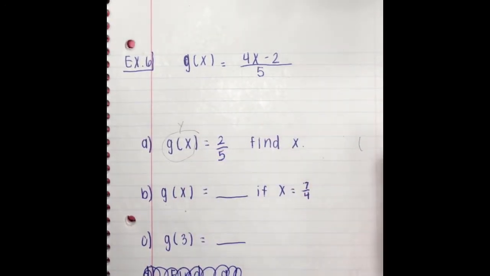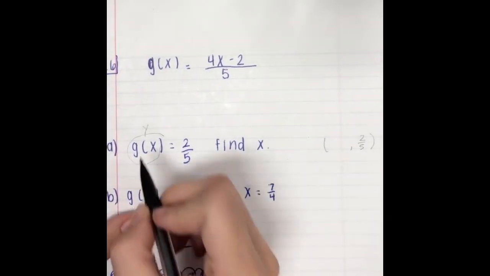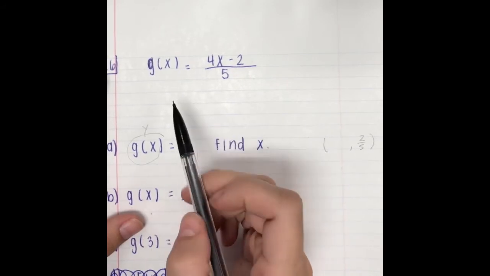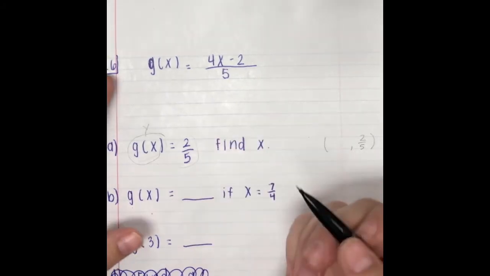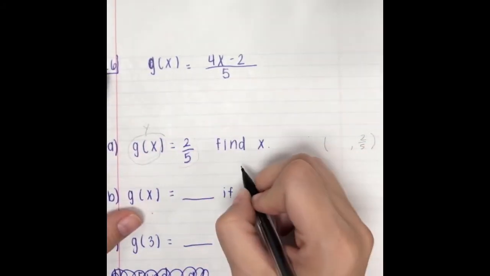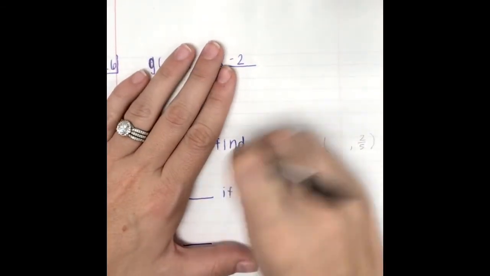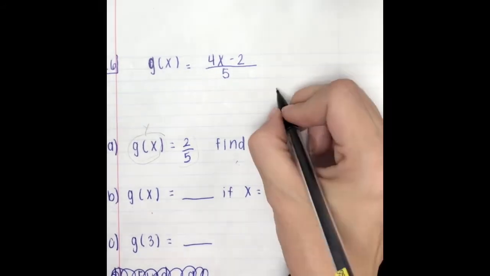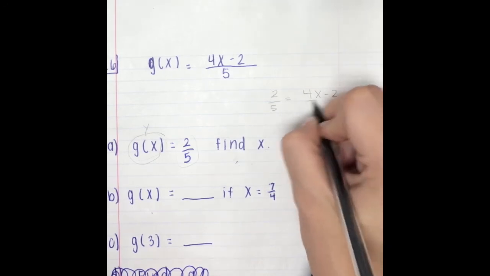So we have this so far of our coordinate point. Oh, and you can't see that. So we want to find the x value, right? So what we're gonna do is plug in 2/5 for g of x, because g of x or y is equal to 2/5. So I'm gonna do it up here where I have some free space: 2/5 equals 4x minus 2 divided by 5.